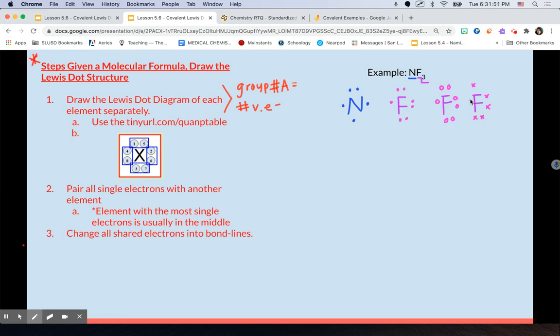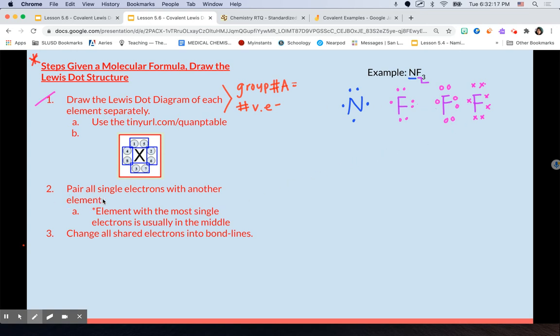3, 4, 5, 6. So notice that I didn't do this in order. Once you figure out the order of the first one, they kind of all look the same, right? So don't worry if you don't do all of them in order. It's just like a good habit to keep if this is kind of new to you. So we've completed step 1. We've drawn all the Lewis dot diagrams of each element separately.